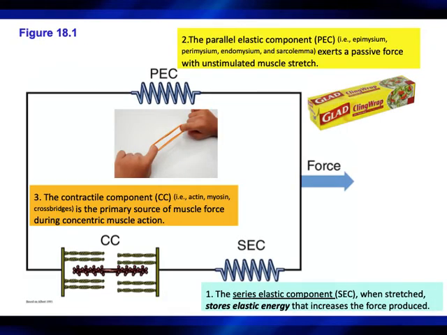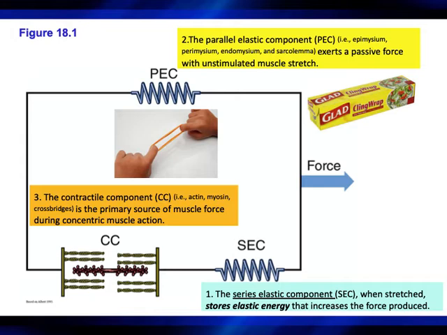Now let's look at this mechanical model a little bit more in depth. There are three components here. The first one is the SEC, known as the series elastic component. And when this is stretched, it stores elastic energy that increases the force production of the concentric contraction. The second component is the parallel elastic component, or the PEC. And this is like the glad wrap, or the cling wrap, that surrounds the muscle. So this is the epimysium, the perimysium, the endomysium, and the sarcolemma, or the muscle cell membrane. And this exerts a passive force when an unstimulated muscle is stretched.